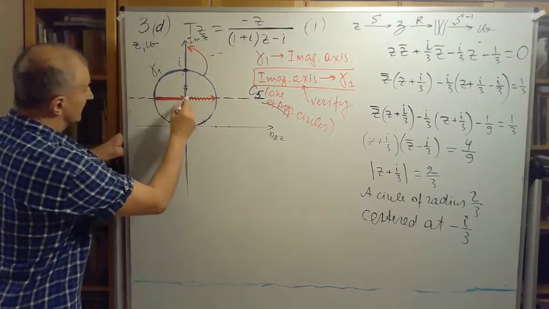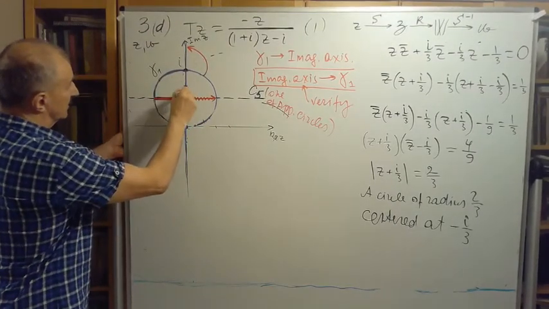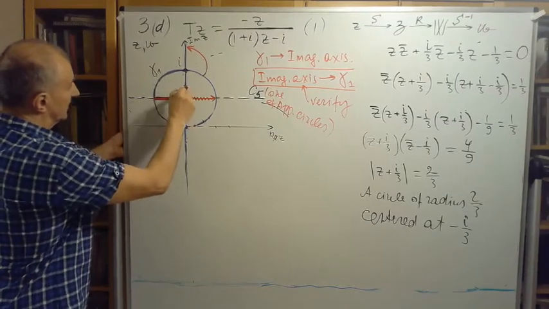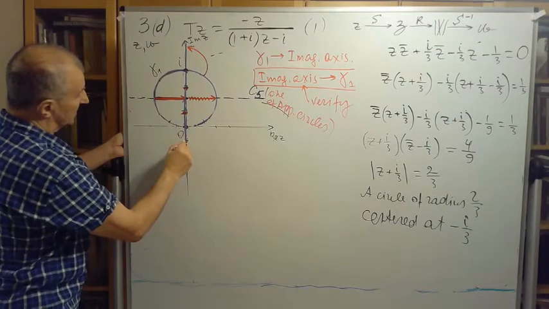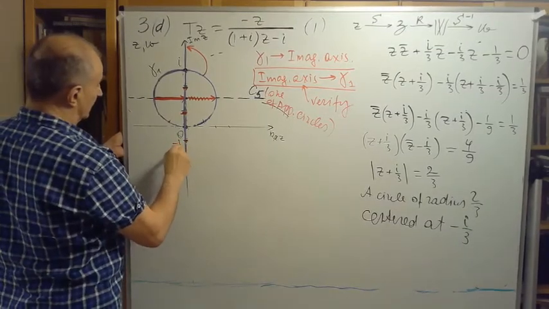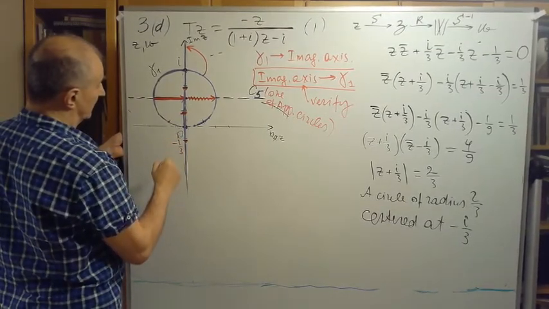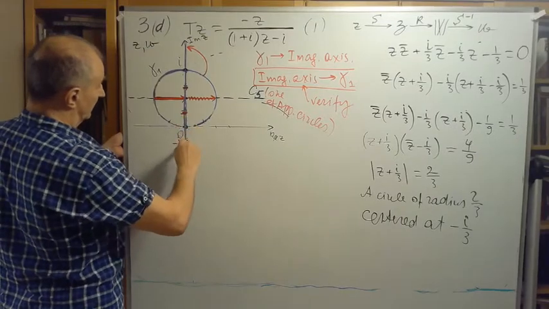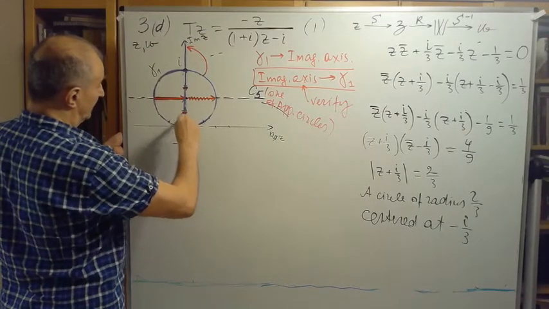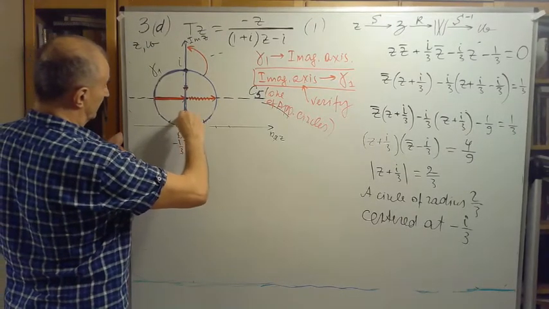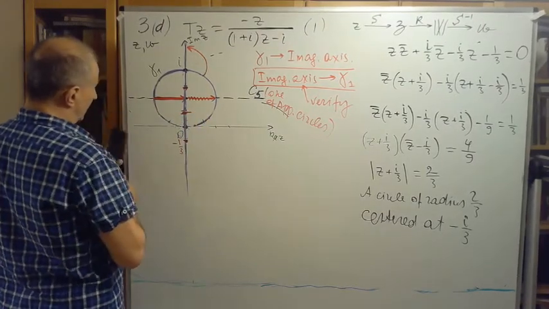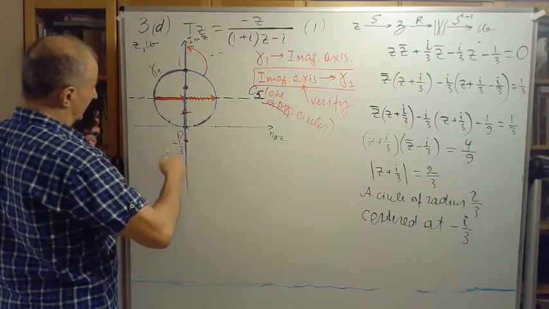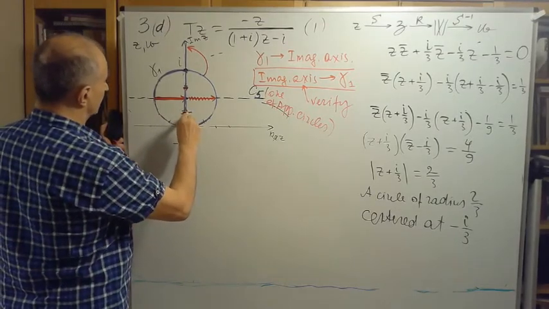Again, this is 1/3, 1/3. This is distance between 0 and I is 1. So I split it into 3 equal parts. So this will be point negative I over 3, right? And the circle will be centered here and of radius 2/3. So it must go like this. I don't want it to be red. I will make it a dotted line circle.